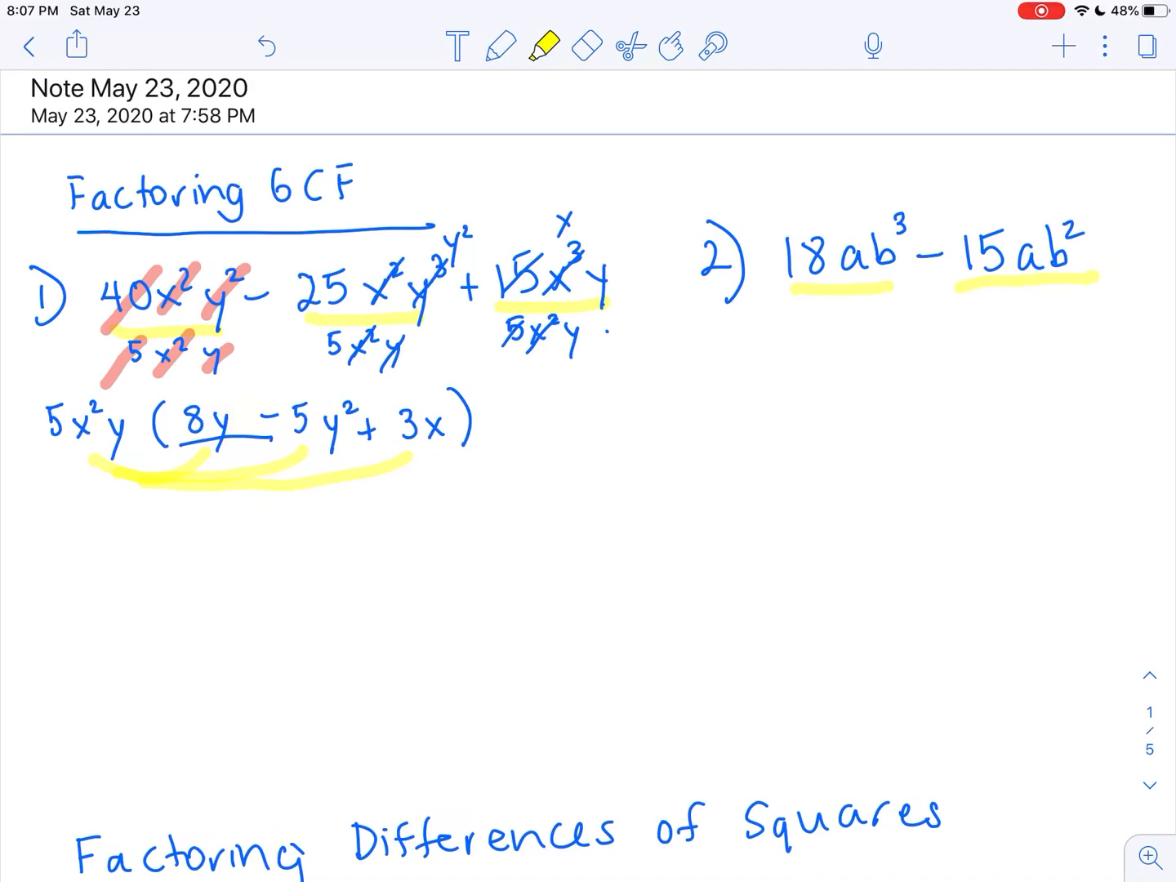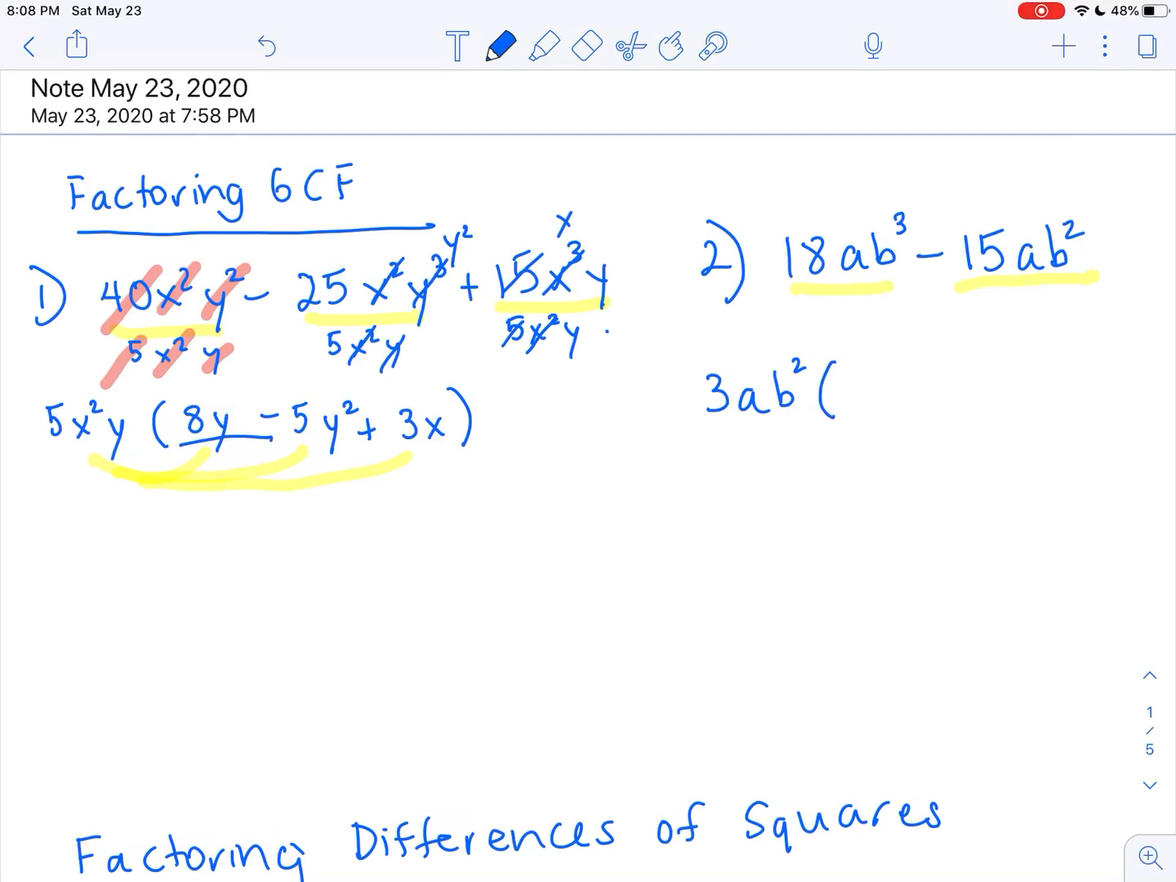Now, on the second one, we're going to see that we only have 2 terms here. That's my first term, that's my second term. So what is the biggest number that goes into 18 and 15? That number is 3. So we're going to take a 3 out for sure. That's my GCF. Then there's an a in both of the terms, so a. And then the first term has 3 b's. The second one has 2 b's. So we at most can take out 2 b's.